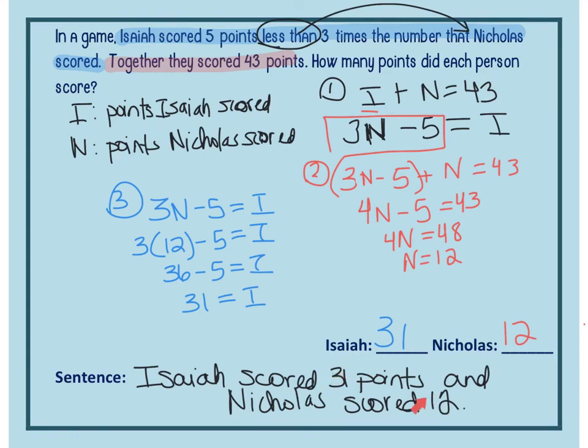So guys, when you finish solving these, go back and see if they make sense. Do they add up to 43? Yes. Is Isaiah 5 points less than 3 times Nicholas? Yes, it is. So that's how we can check if these numbers are correct. Okay. So hopefully you guys have a better understanding of solving with substitution or elimination.